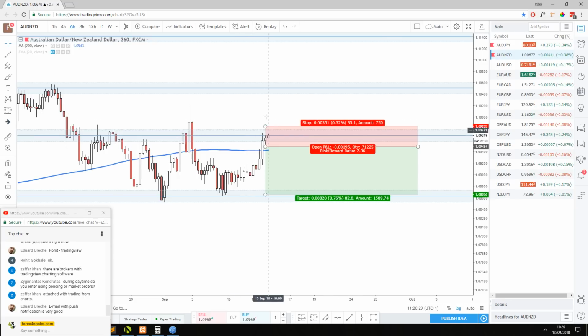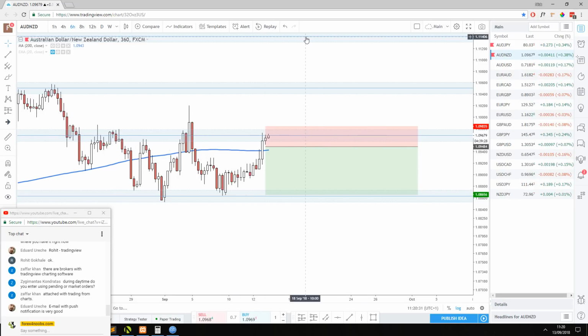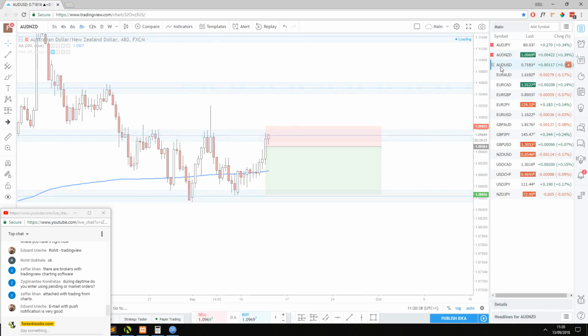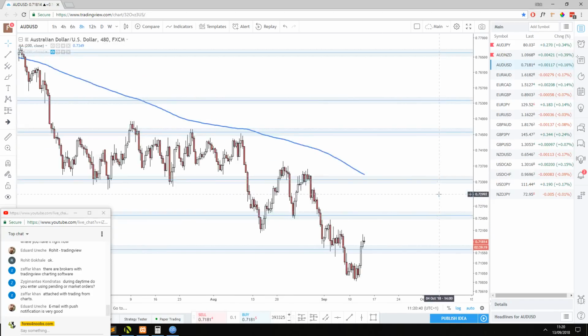1.0948. If it breaks below that, then this is technically a valid trade. Probably going to wait for it on the higher timeframes though, if I even enter at all. There's a lot happening today, guys.